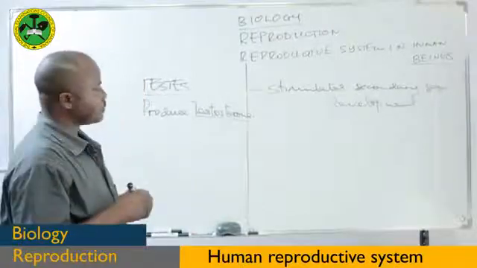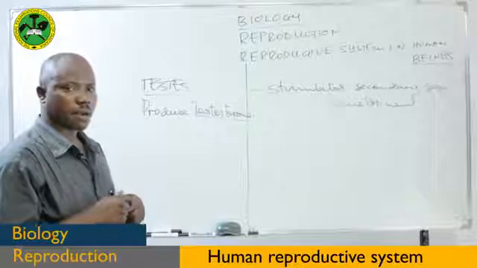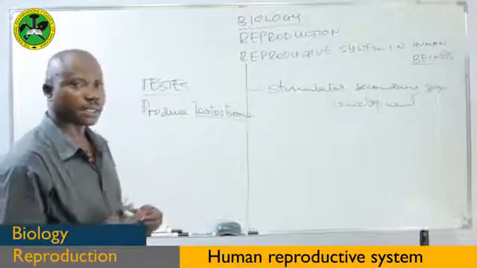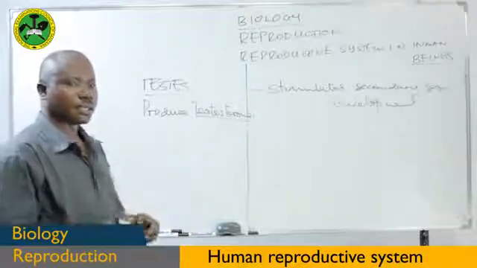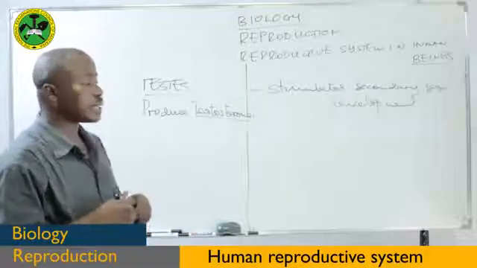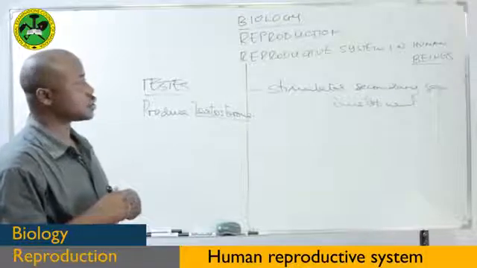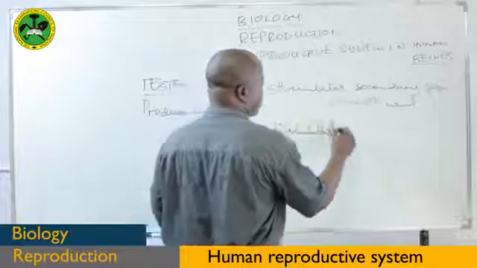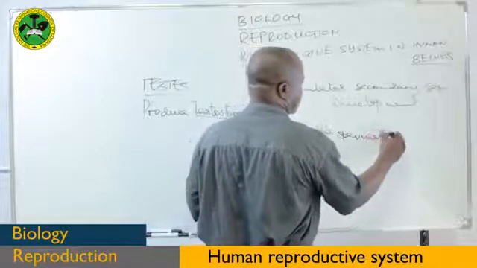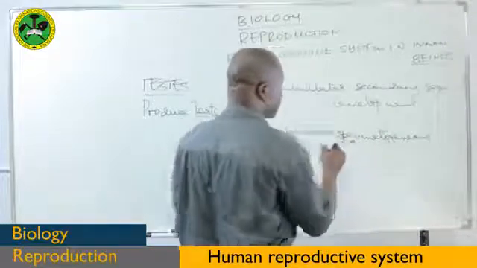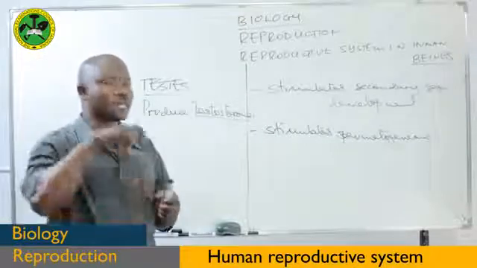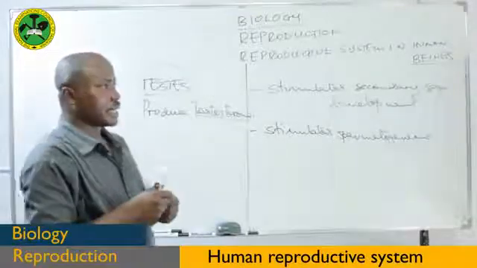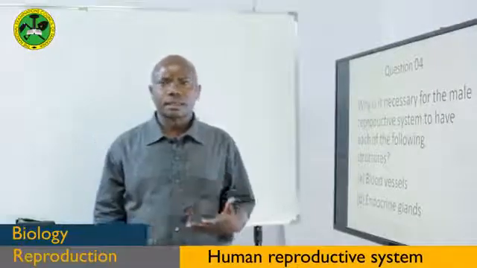The first function is that testosterone stimulates secondary sex development. As we all know, development of the beard, development of the hair at the armpits, the hair around the genitals, and the other secondary sex features. But the second function is that it stimulates spermatogenesis. These are functions performed by testosterone in the male reproductive system, as this hormone is produced within the testes. My dear students, let us now see the next question.